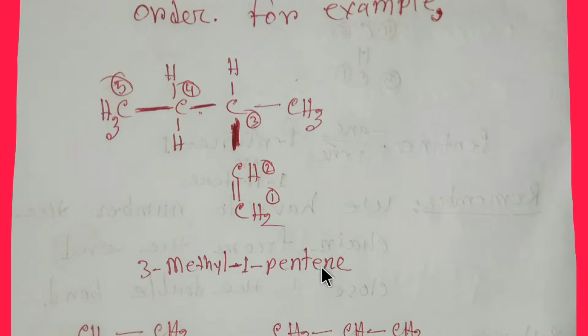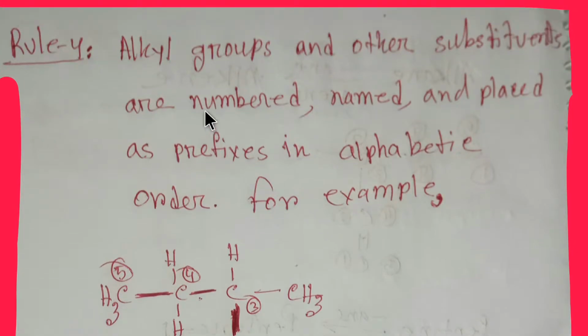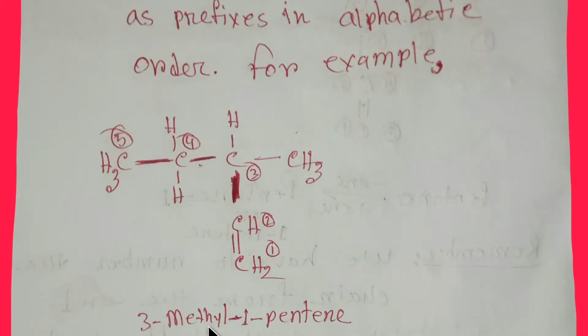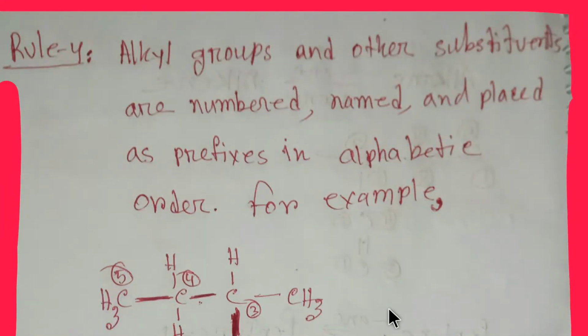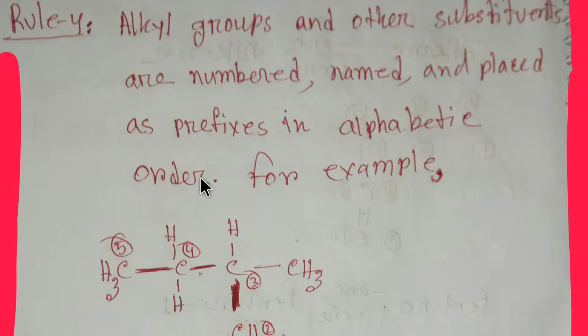So from this example, we are going to narrate rule number 4. Alkyl groups and other substituents are numbered, here numbered at carbon 3, named and placed as a prefix, in alphabetical order, that is A, B, C, D, thus.